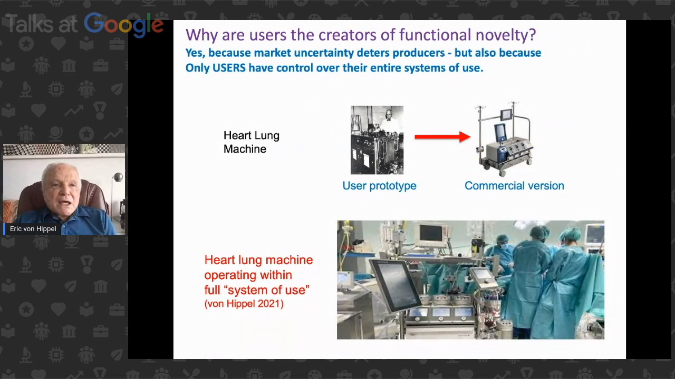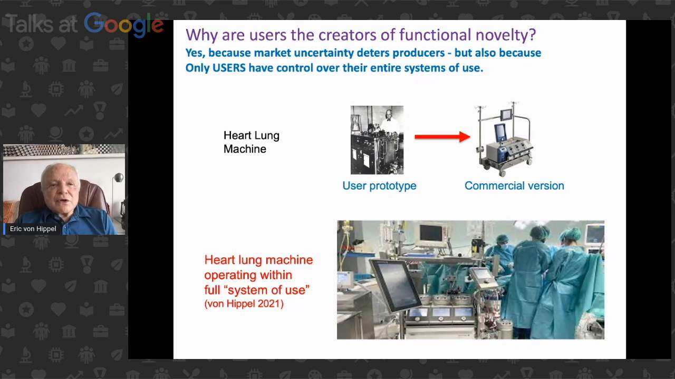Now, again, why are users the creators of functional novelty? Well, what I told you up to this point is that the market is uncertain and manufacturers don't want to get into it. But there's another piece.